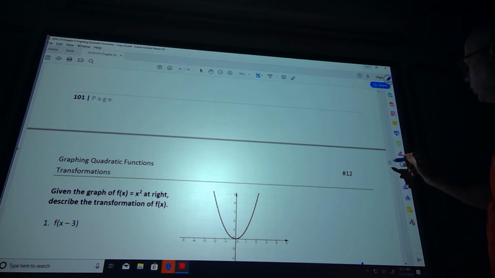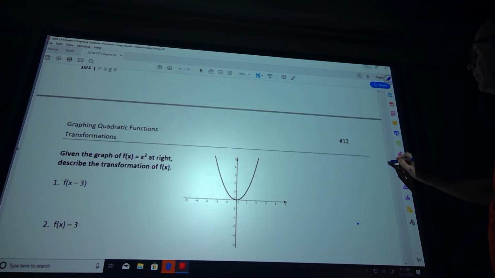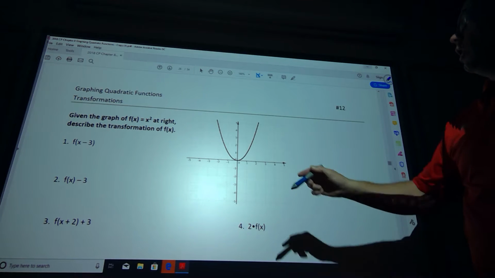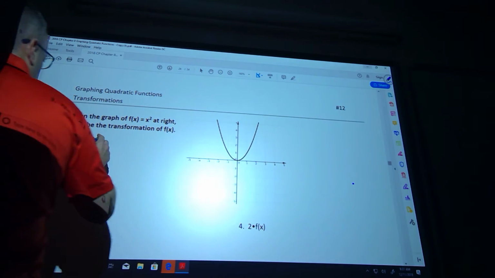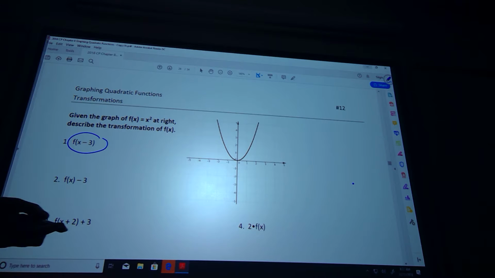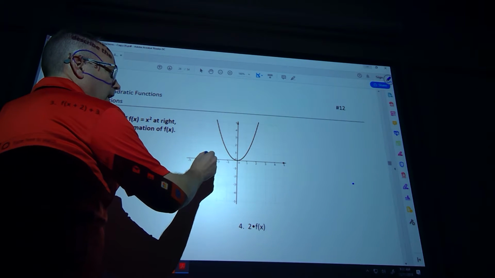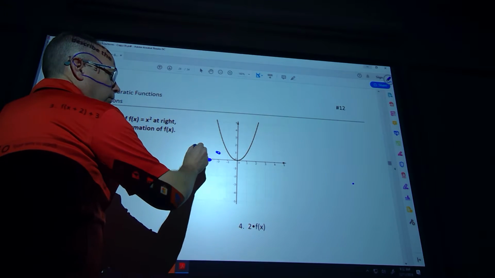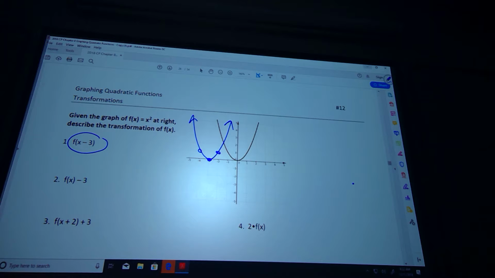Okay, so we're on number 12. So we have this graph over here. On number 1, if I were subtracting 3, that means the whole thing is going to shift left 3. So I'm going to go from here, 1, 2, 3, put a dot, and it looks like a pattern graph: right 1, left 1, up 1. So that was what that one had done. That one will actually shift it down, but we're not doing that one.